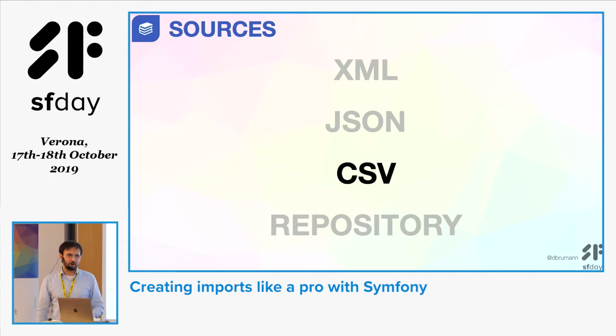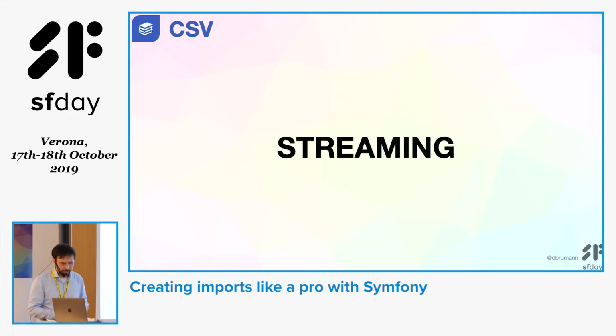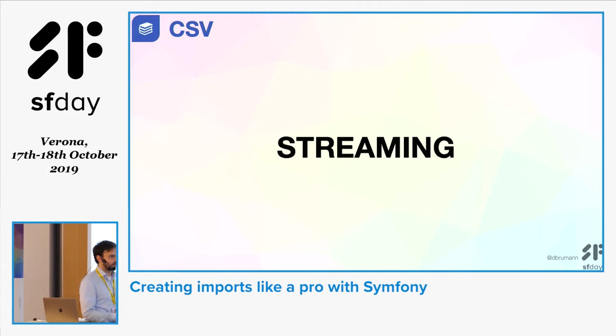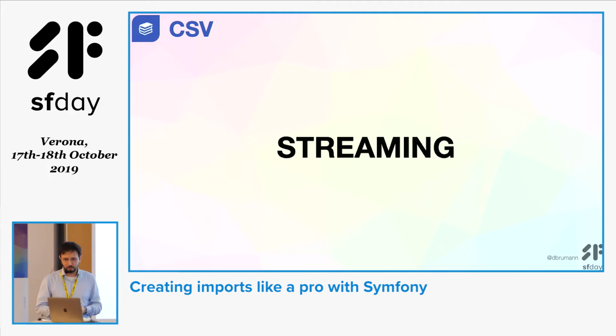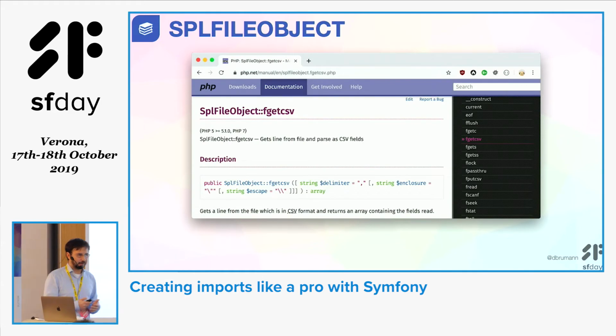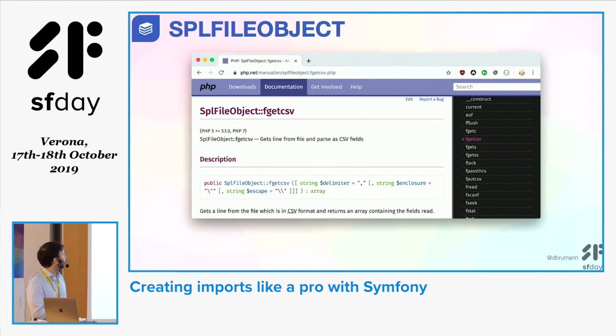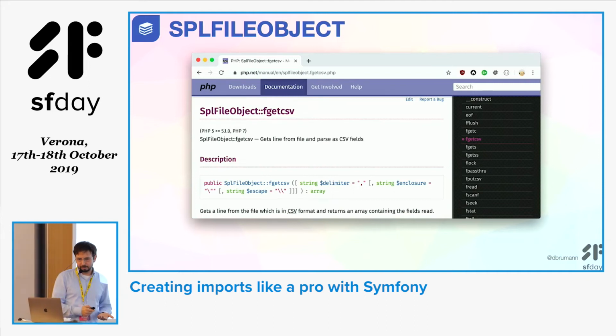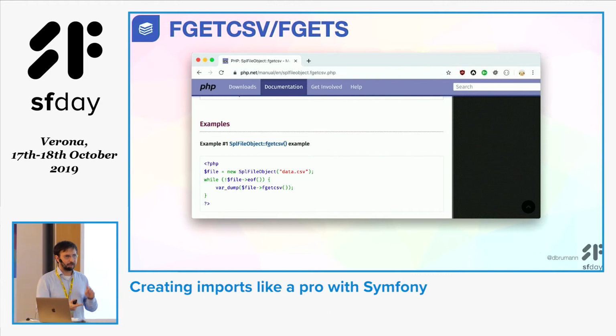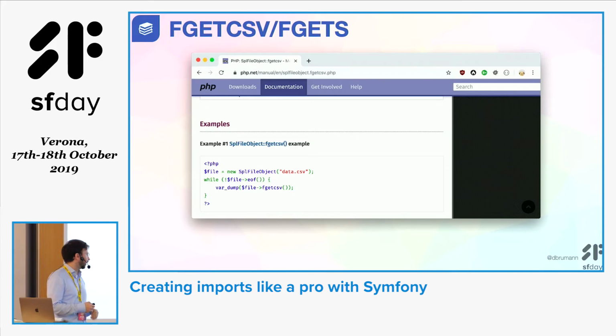I will skip JSON because it's basically the same thing. You have to look for a JSON pull parser and read it bit by bit. And even though CSV is kind of the same thing, I still think that CSV imports are the most popular, so I figured I should explain how to do the same thing. You can just use fopen and fgetcsv. What I personally like is to use the SplFileObject to have an object-oriented way of streaming, and then use something like fgets or fgetcsv to actually get a line from this file.